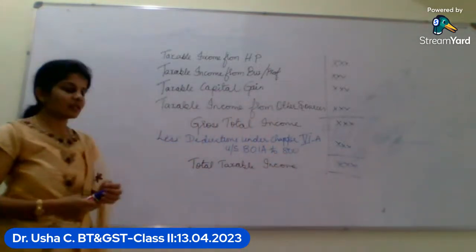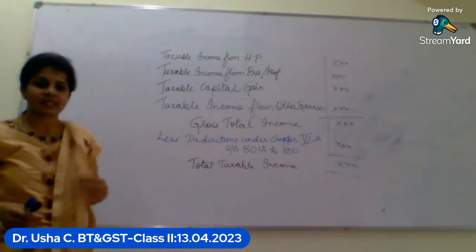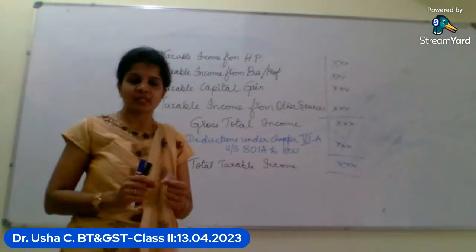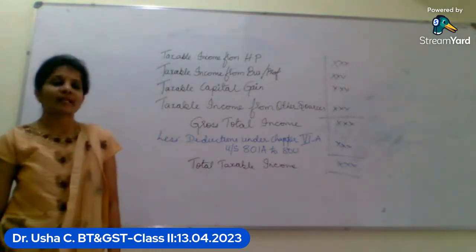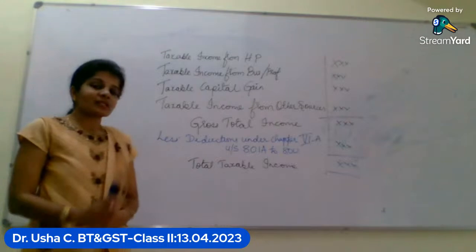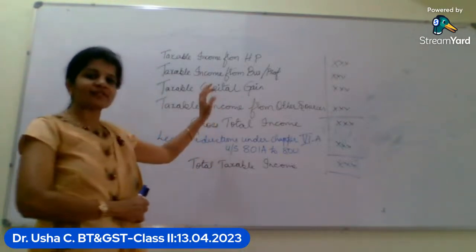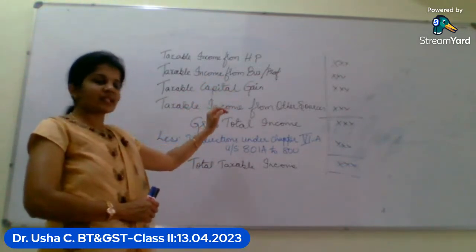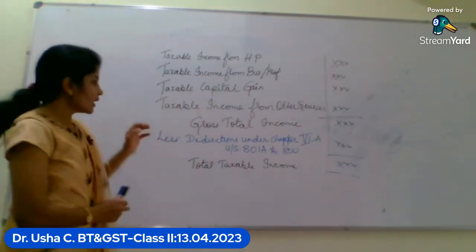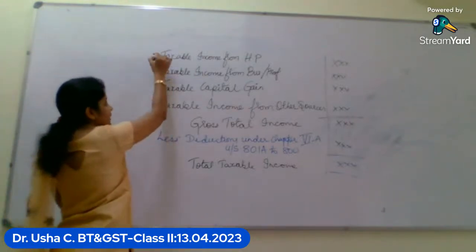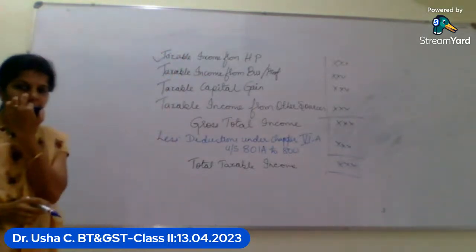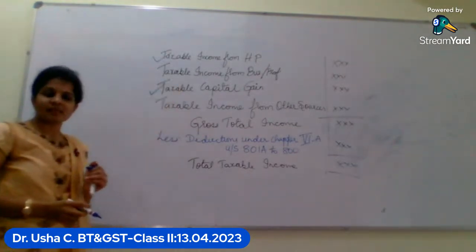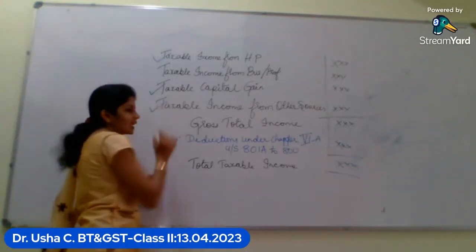Correct. So I will definitely work out problems. To know the problems, students, you must have an idea of the provisions. Without understanding the provision or the format, you cannot work out the problem. So just clearly understand the format for the calculation of taxable income from house property, business or profession, capital gain, and other sources. Yesterday we completed taxable income from house property, the format for computation of taxable capital gain, and also other sources.